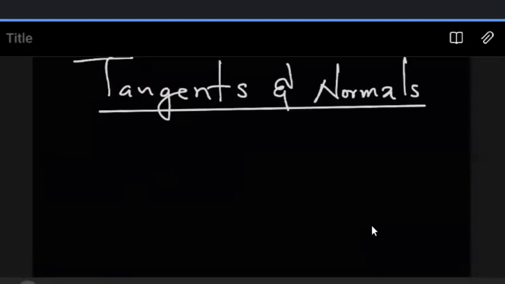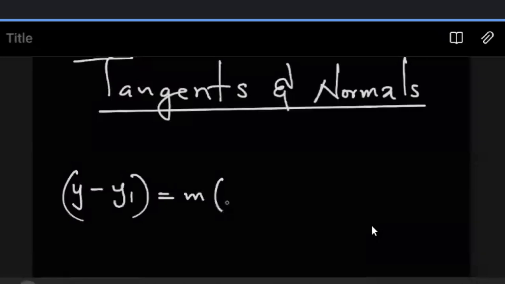The equation of a straight line will always be given by y minus y1 equals m, the gradient, times x minus x1. This will be the expression that gives us a straight line.